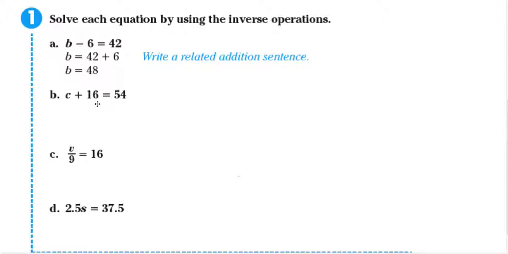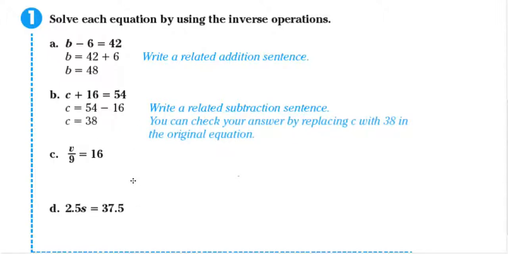In letter B, in the same manner, we can write c plus 16 equals 54. We can do c equals 54 minus 16, a related subtraction sentence, and we simply simplify 54 minus 16, which is 38. And you can check your answer, of course, by replacing 38 in the original equation, putting it back there, and seeing if 38 plus 16 is equal to 54. And we've checked our answer.